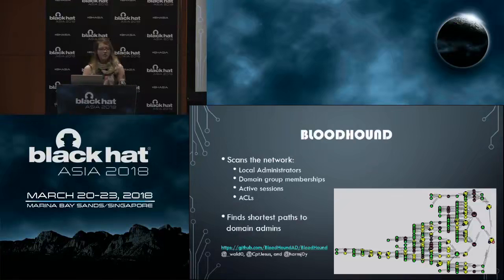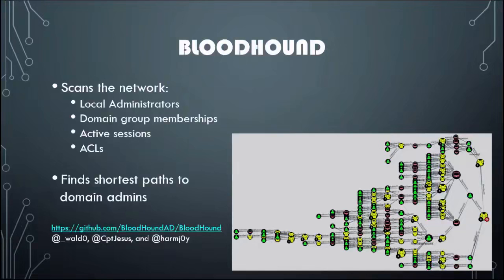So, a very brief overview of Bloodhound. Bloodhound was a tool which was originally created for attackers, but it can be very useful for defenders as well. What it does is it constructs a graph which shows paths which would lead from less privileged domain accounts to domain admins. It starts by scanning the environment to gather as much information as possible to construct the graph. That information includes local administrators and domain computers, domain group memberships, active sessions on the machines, access control lists, and a few more.